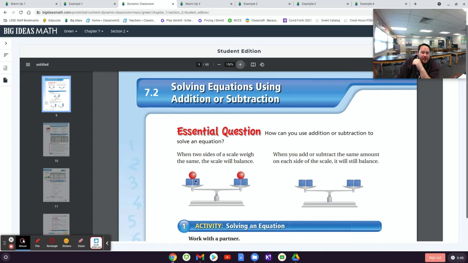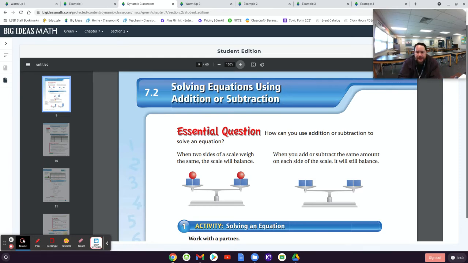So here we've got a red ball and 2 blue blocks on both sides, which means they are balanced. If you were to remove a red ball from this side, you also have to remove a red ball from this side, and then it stays balanced. If you wanted to, you could remove a block from each side, and it's still balanced. You can also add things, as long as you're adding the same thing to each side, it remains balanced.